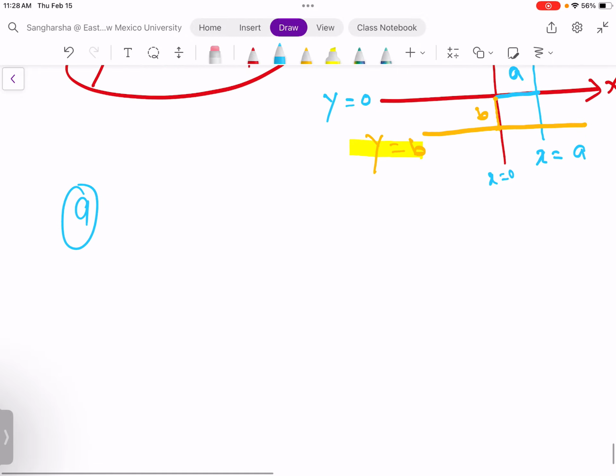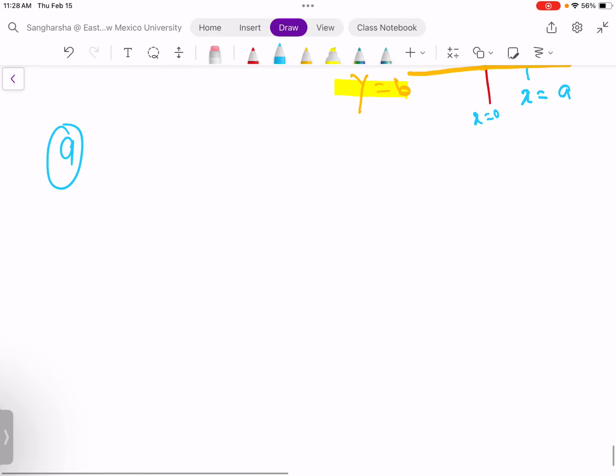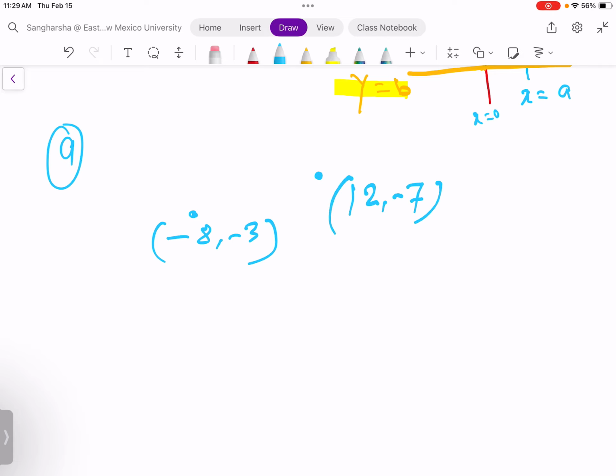So we need to find the equation of a line passing through the points. We are given 2 points. One point is (-8, -3), and the second point has coordinates (12, -7), and we are asked to find the equation of the line joining these 2 points.